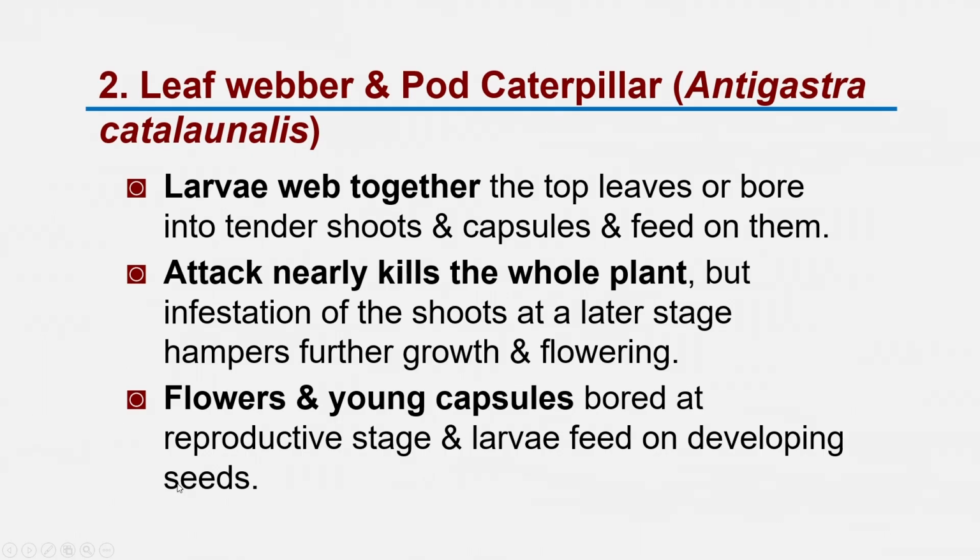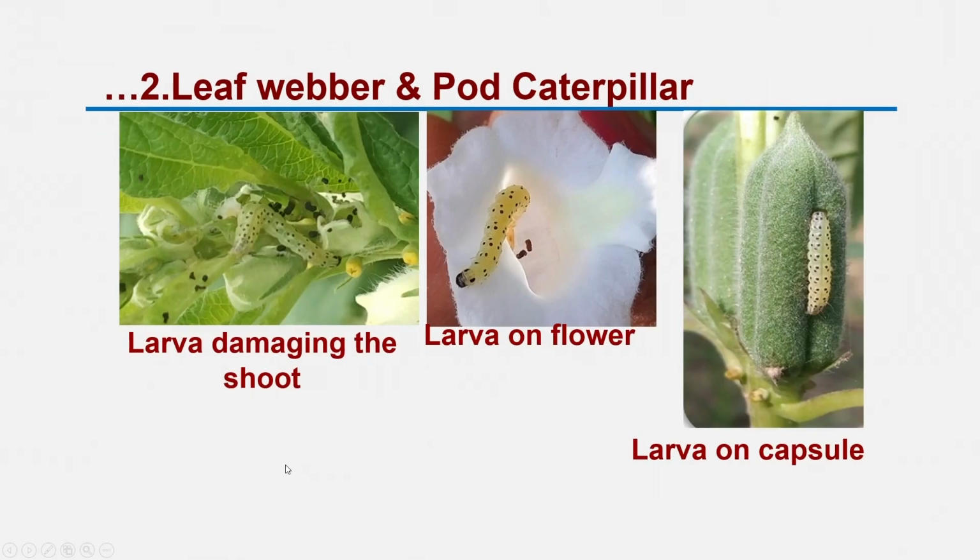So, it can lead to very severe damage to this crop. Now, you can see the symptoms of infestation by pod caterpillar. Here you can see the larva is a spotted kind of larva, green color, and brownish or blackish small spots are there on this larva, and it is damaging the shoot part. And then you can clearly see the larva is damaging the flower. Here you can see the picture. And third one is capsule or pod. Pod is being eaten or consumed by larva.